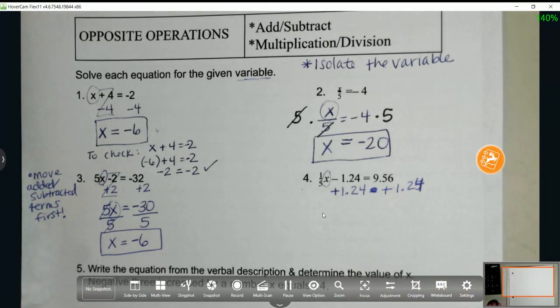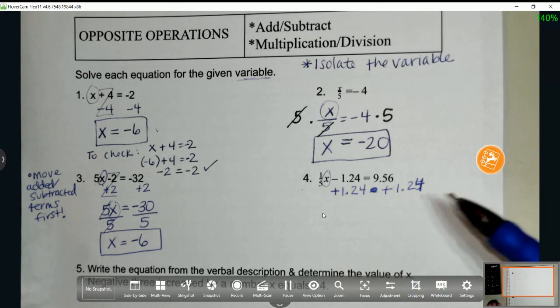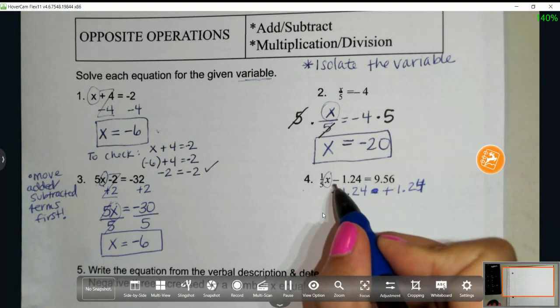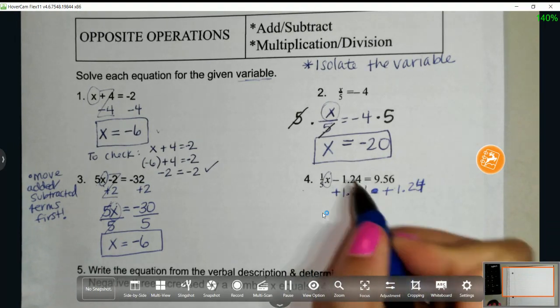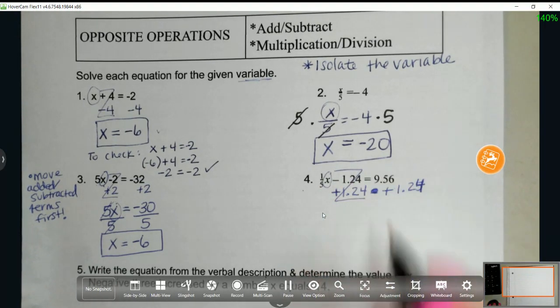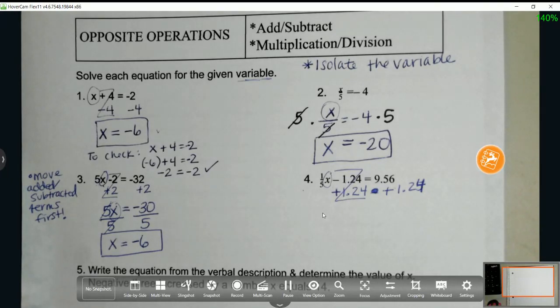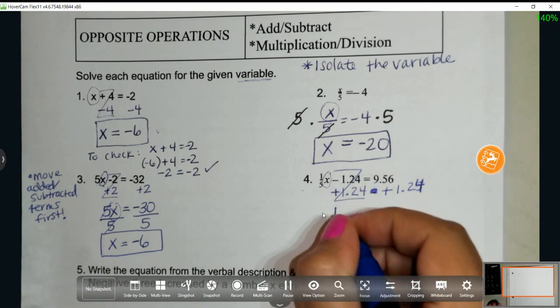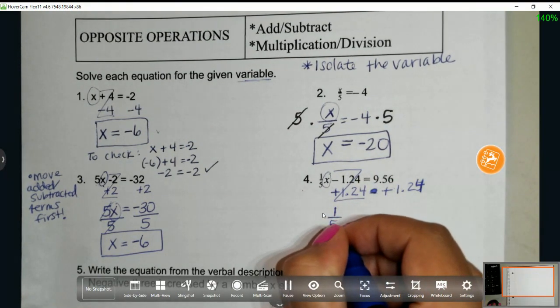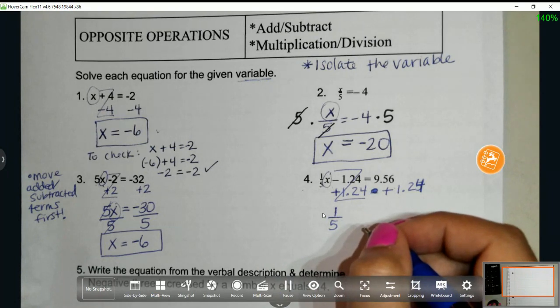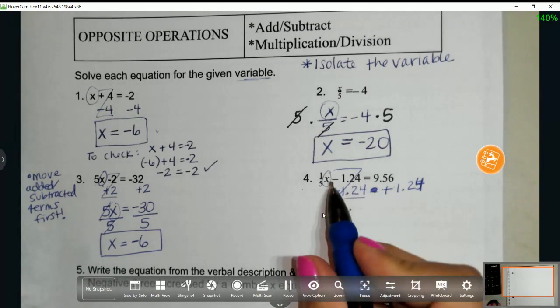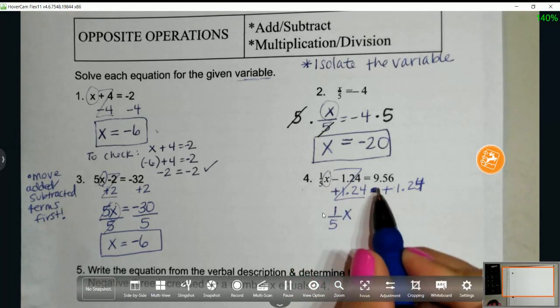1.24, careful, right? So when I do that, negative 1.24 and positive 1.24, I'm going to zero that one out, and that's going to leave me with this 1/5, that's what we have here, 1/5, and then our x term is written behind it. So it's like the coefficient on the x is 1/5.